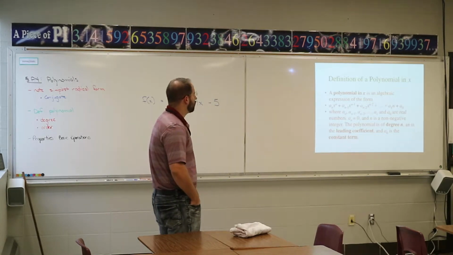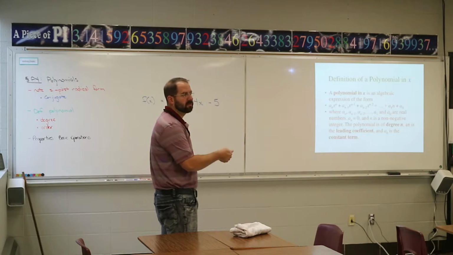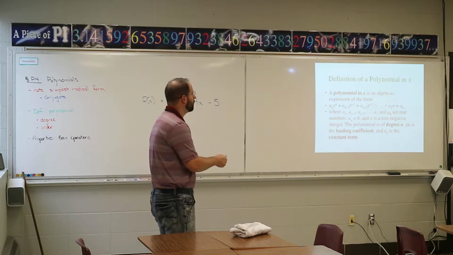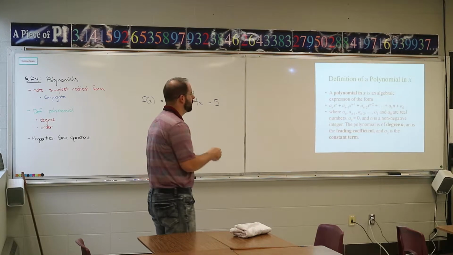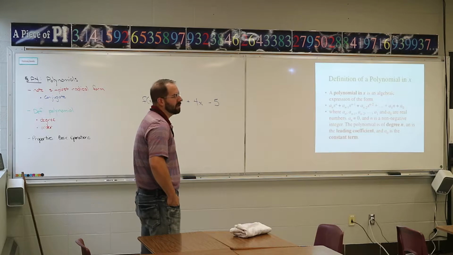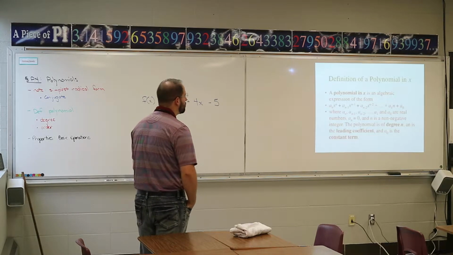But there's a reason why it's so specific, that a of n cannot be 0, and you can't have negative numbers. And I have a certain degree, and it's got a leading coefficient as a constant. Every term has to follow. I have to follow those rules really strictly.